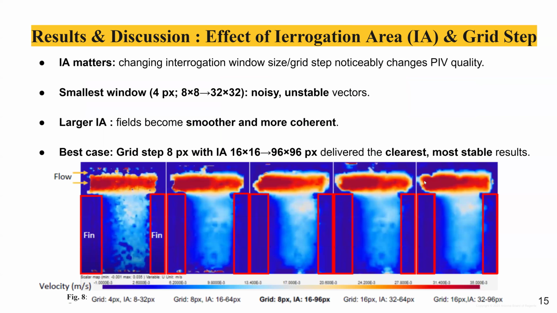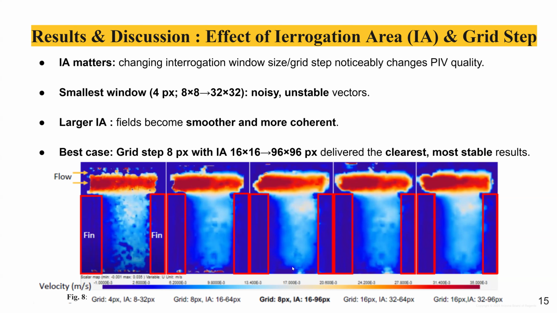This clip summarizes the effect of interrogation area with time between pulses held fixed and a single color scale. On the left, the smallest window captures tiny eddies, but noise is high and vectors near the pins are patchy. On the right, the largest windows are quietest, but they blur the shear layer.